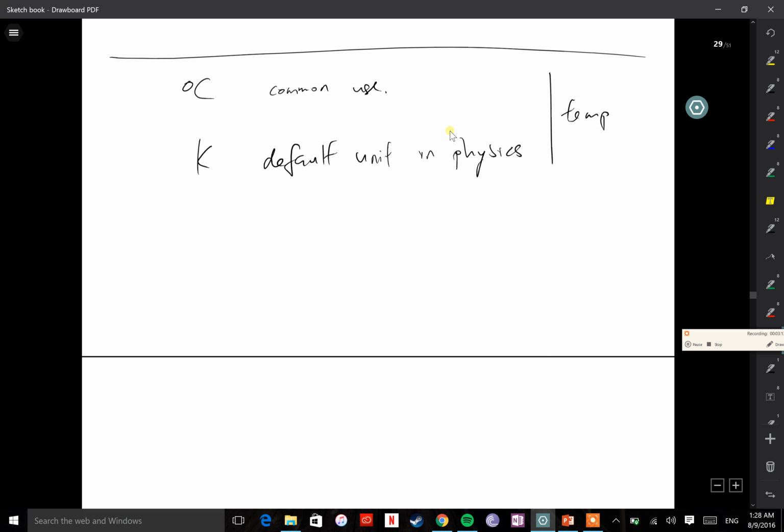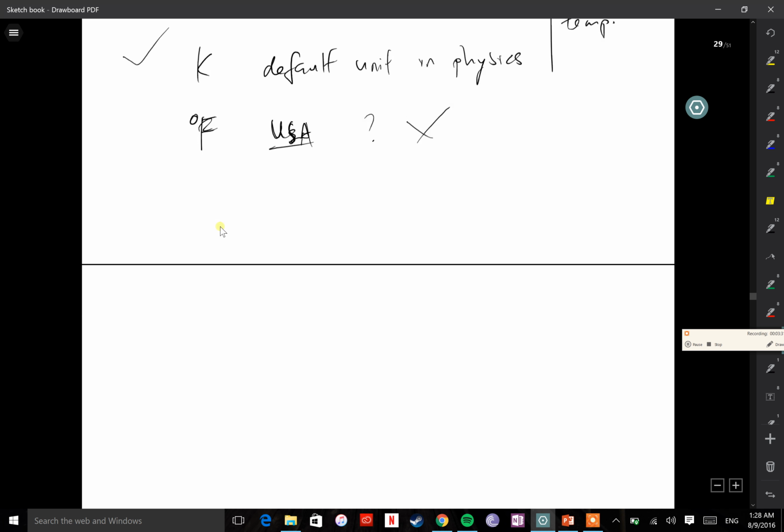If I'm not wrong, there's a degree Fahrenheit. This is used in the USA. Not sure why the USA likes to use SI units different from us. I do not know about this, but it's fine. We are not interested in this today. We are only interested in degrees Celsius and Kelvin. So let me continue.